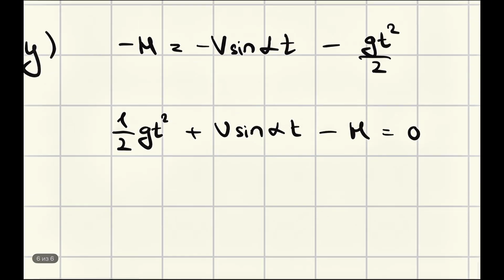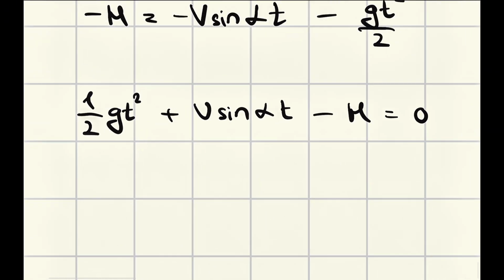But what you can see is something very interesting. We can find t here, but how? This is a quadratic equation. This is ax squared plus bx plus c equals 0, isn't it?